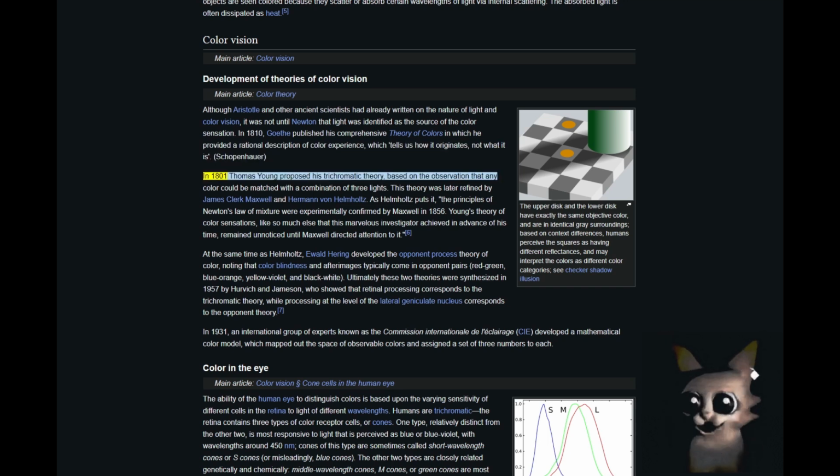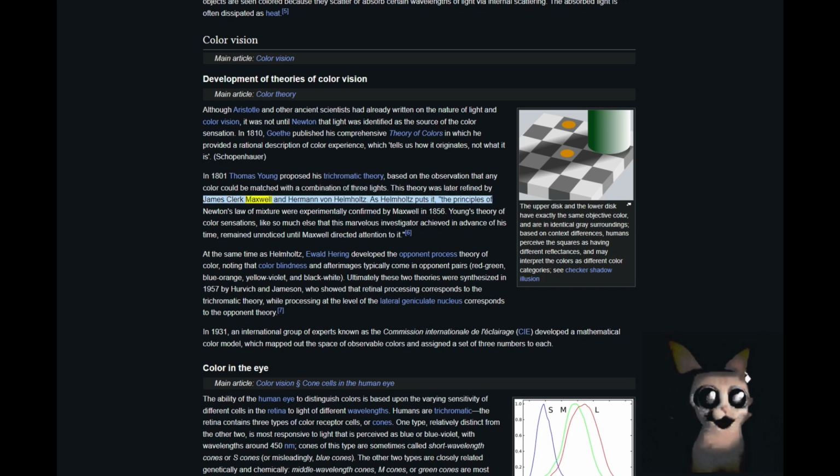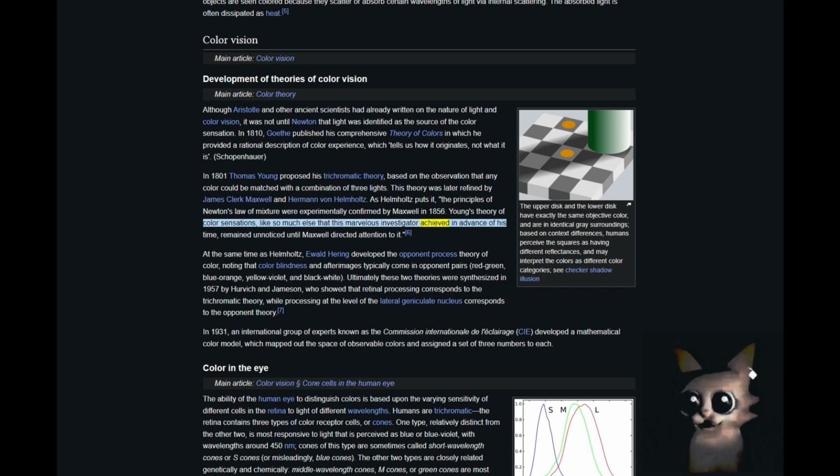Schopenhauer. In 1801, Thomas Young proposed his trichromatic theory, based on the observation that any color could be matched with a combination of 3 lights. This theory was later refined by James Clerk Maxwell and Hermann von Helmholtz. As Helmholtz puts it, the principles of Newton's law of mixture were experimentally confirmed by Maxwell in 1856. Young's theory of color sensations, like so much else that this marvelous investigator achieved in advance of his time, remained unnoticed until Maxwell directed attention to it.